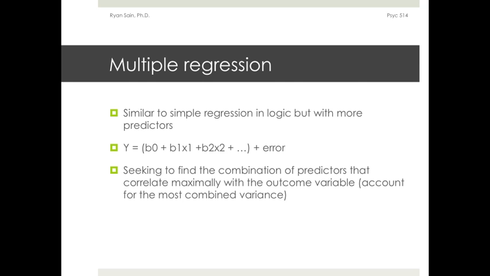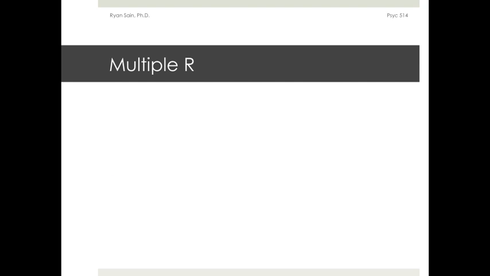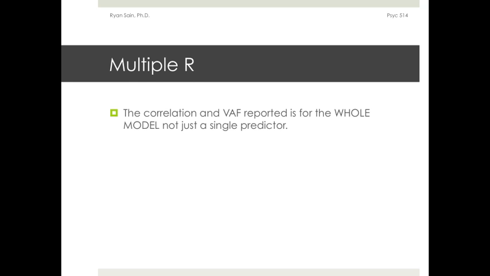But then we have to look at each one of those variables by themselves. So let's look at each one of those variables and move on here. The correlation and the variance accounted for that's reported in a multiple regression is for the whole model and not just a single predictor, right? So we're going to look at all those things we had just a minute ago: the SAT, the ACT, and high school GPA, and oh, that's right, attendance as well.